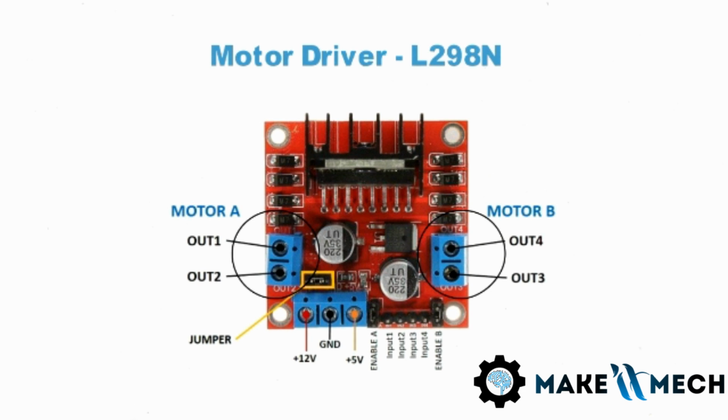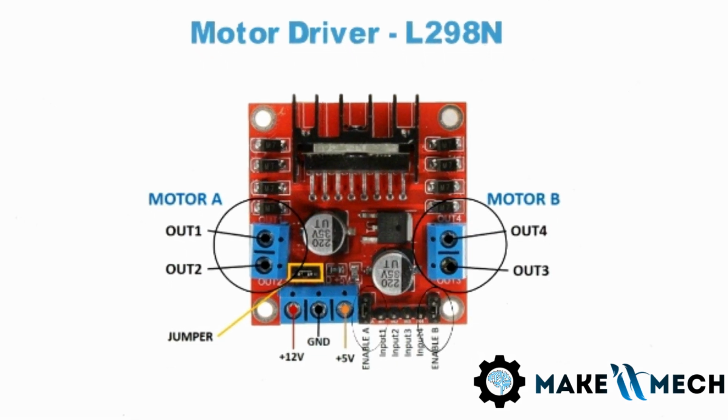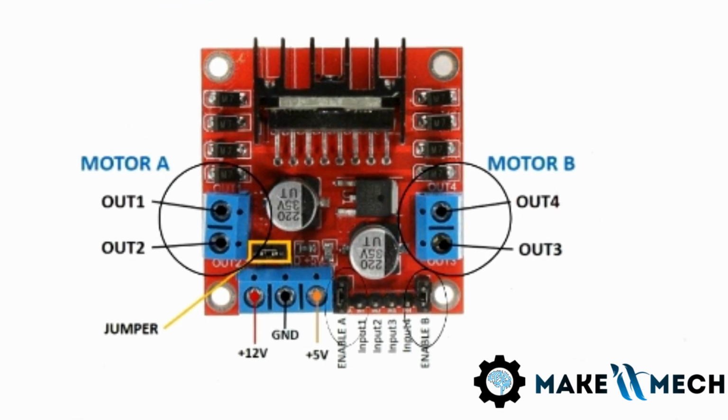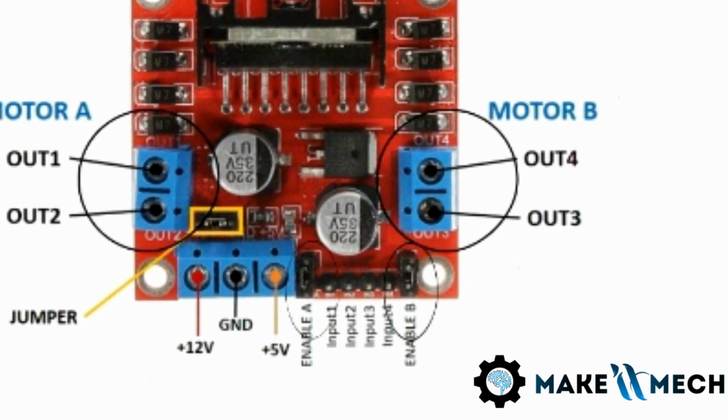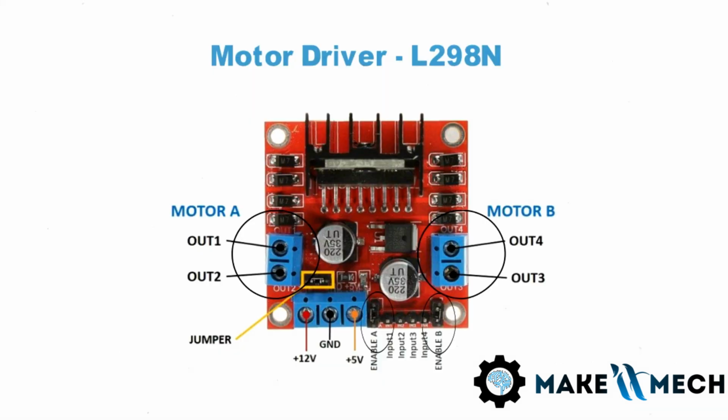We have motor A and motor B, where we can connect our motor pins. And then we have a 12 volt and a ground. One important part here is the 12 volt in the motor driver will not go directly into the Arduino board. We will connect this 12 volt pin to the Arduino Vin, or we will connect this directly to the battery. Then we have enable A and enable B. These are our PWM pins that will be used for controlling the speed of the motor.